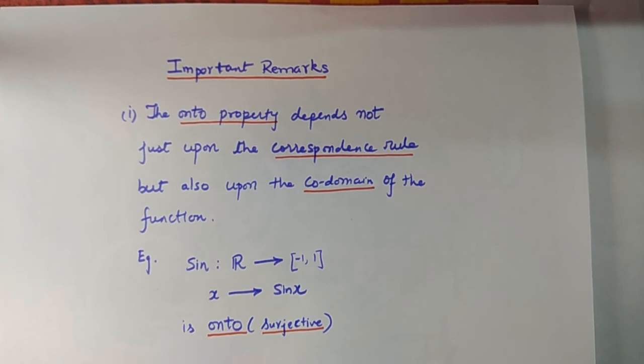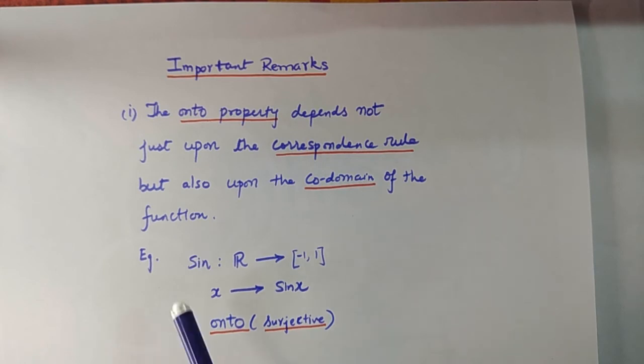We now proceed to make 2 important remarks regarding the onto function. The first one is the following. The onto property depends not just upon the correspondence rule but also upon the codomain of the function. For example, consider the function sine from R to minus 1, 1 closed interval.